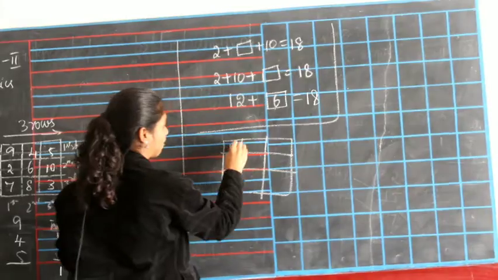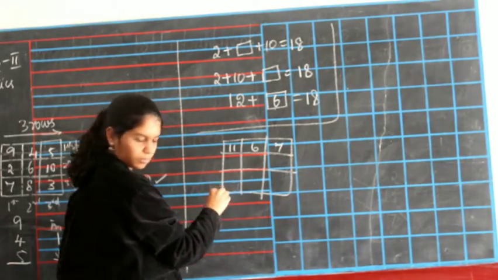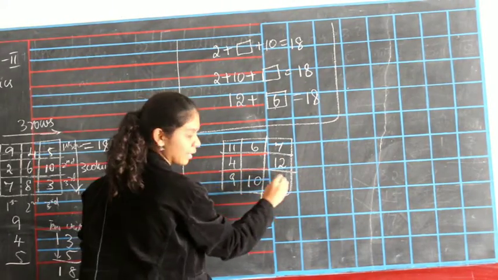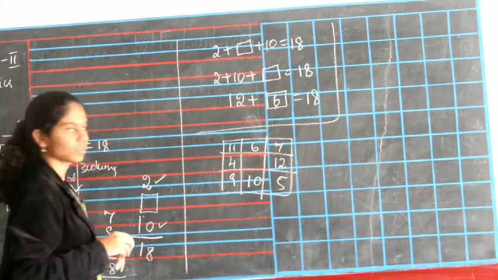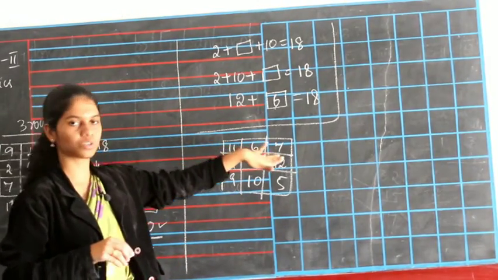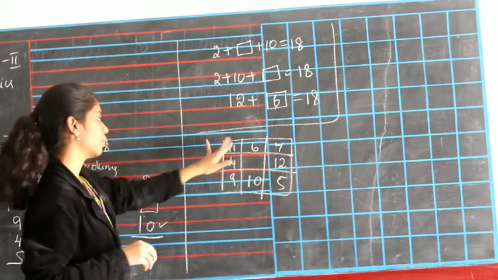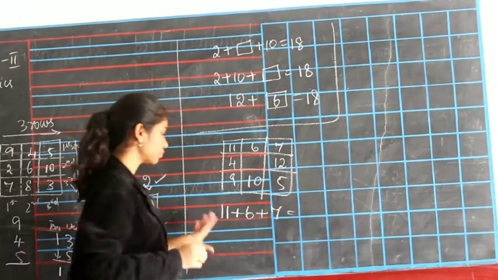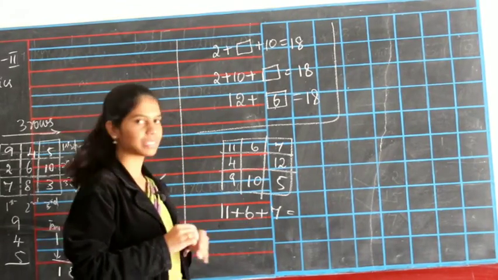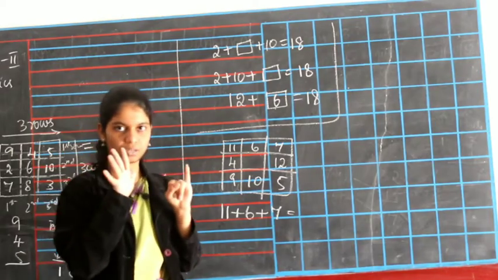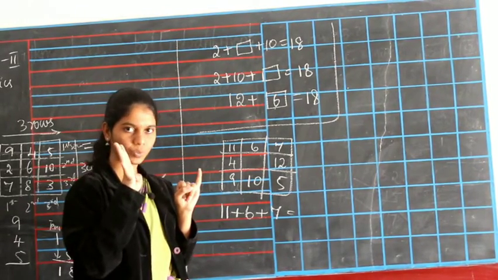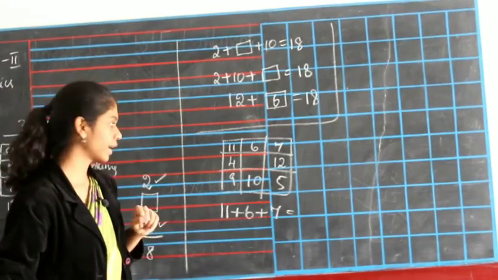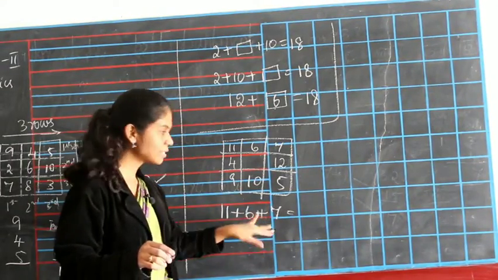So 11, 6, 7, 4, 12, 9, 10, 5. So what you have to do is add the first row and then compare it with the second one. First you have 11 plus 6 plus 7. So here you have 11 plus 6. 11 in your mind, 6 in your finger. 11 after 12, 13, 14, 15, 16, 17. Okay, so 17 here and then plus 7.